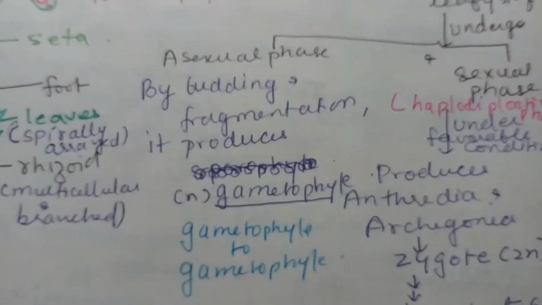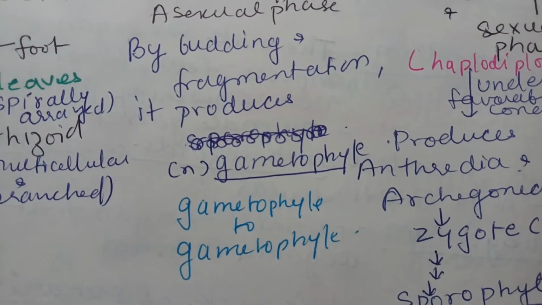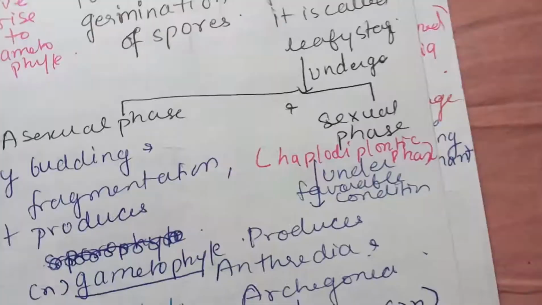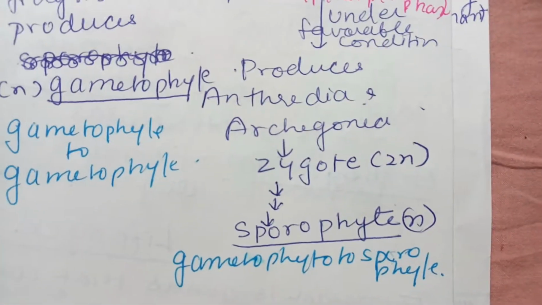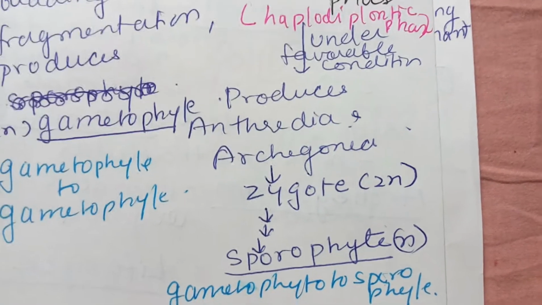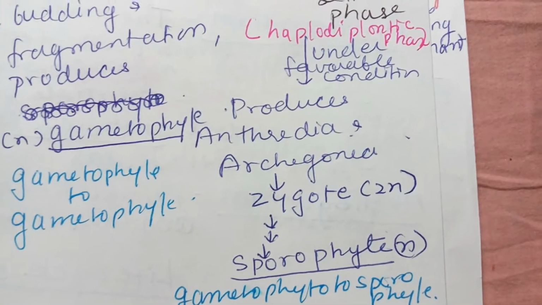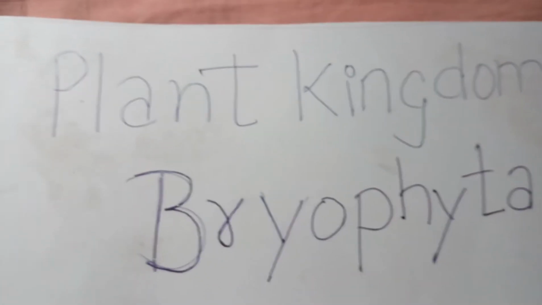So in asexual reproduction, the gametophyte again produces a gametophyte. Whereas during sexual reproduction, the gametophyte phase is followed by the sporophyte phase, and again the sporophyte phase is followed by the gametophyte. So this is the haplodiploidic cycle. We'll see how this cycle takes place in bryophytes. So let's see.